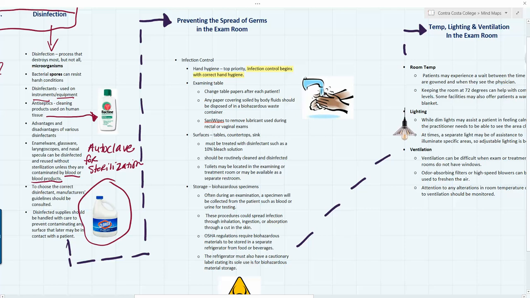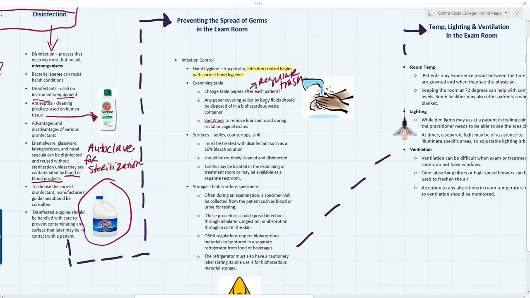We can also prevent the spread of germs by making sure that we are changing the table paper after each patient. So we pull the table paper that any patient has sat on, tear it off, throw it away. Any paper that has been covered by or has been soiled by any bodily fluid should be disposed of in a biohazard waste container. So the regular table paper can go in the regular trash. It does not need to go in the biohazard.